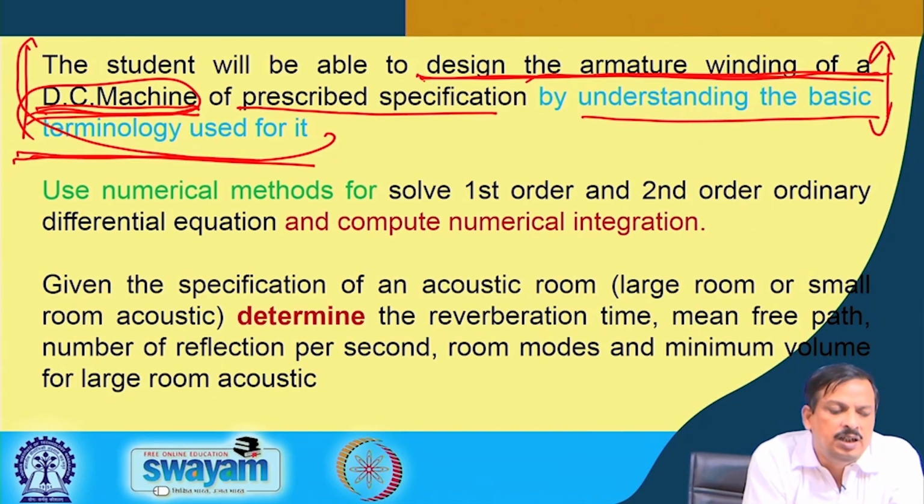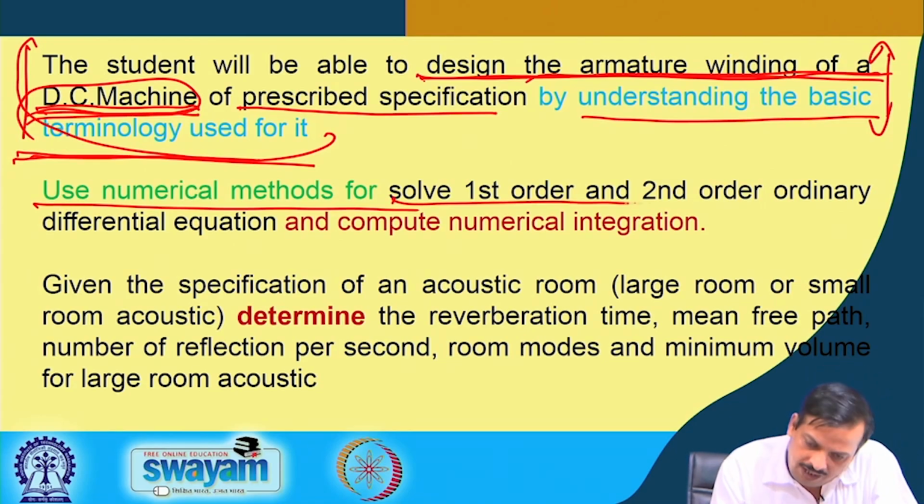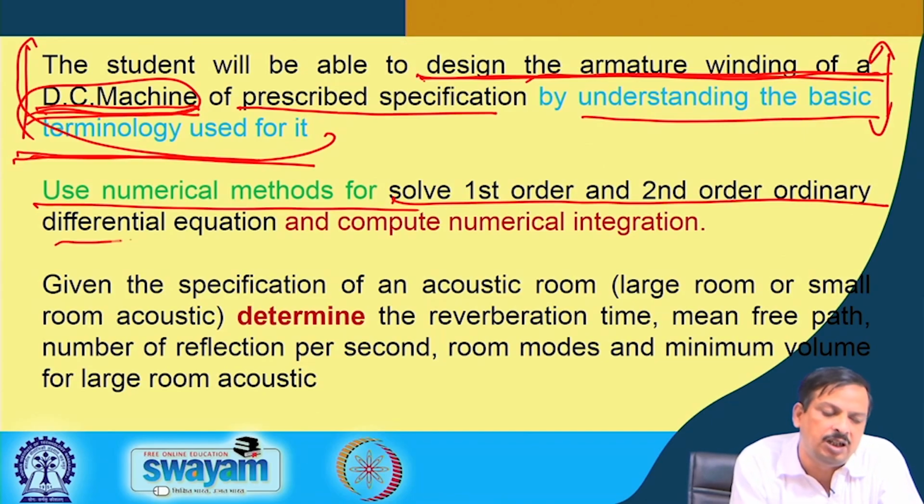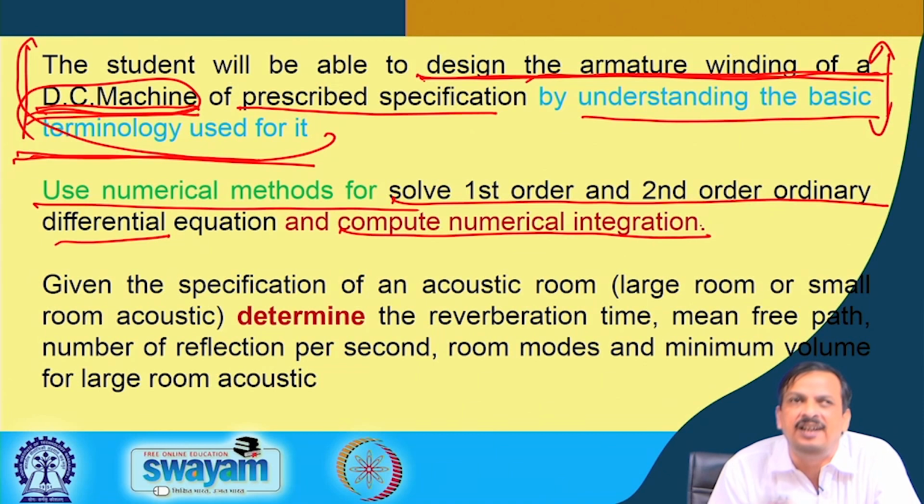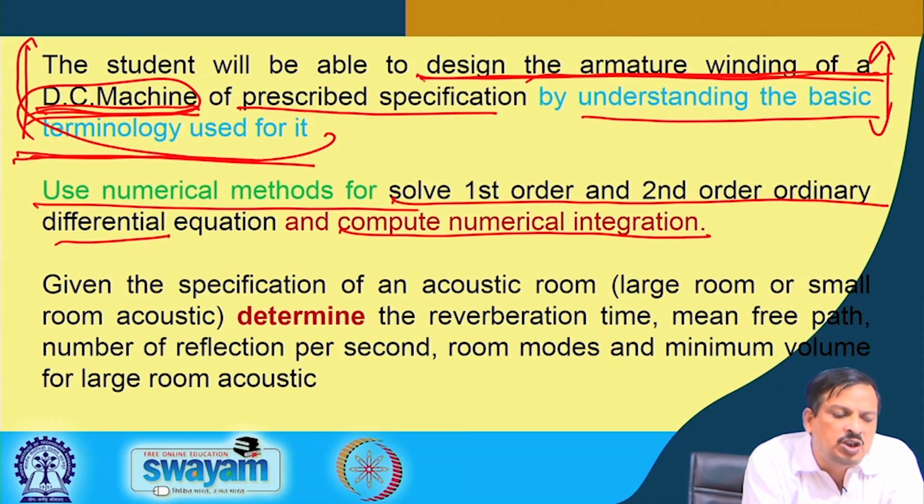Take this one: use numerical methods to solve first and second order ordinary differential equations and compute numerical integration. Find out the performance component first: solve first and second order ordinary differential equations and compute numerical integration. Those two are the performance component. What is the condition component? Use numerical methods.